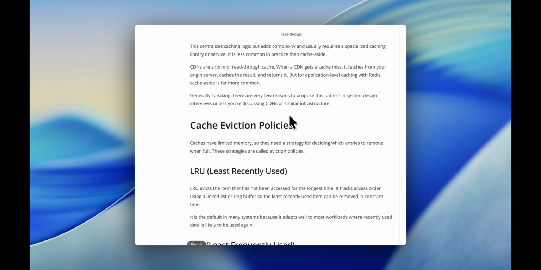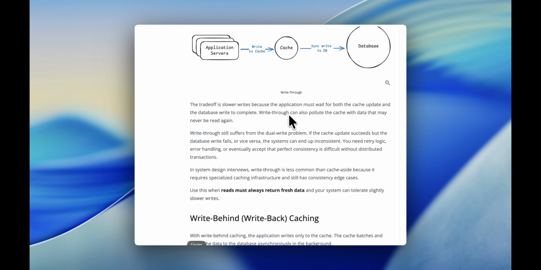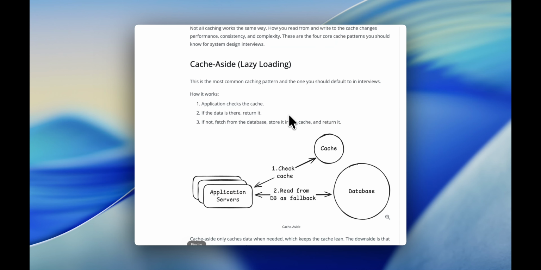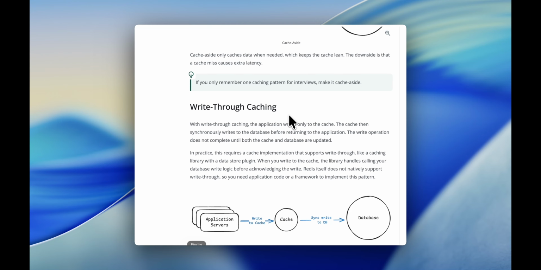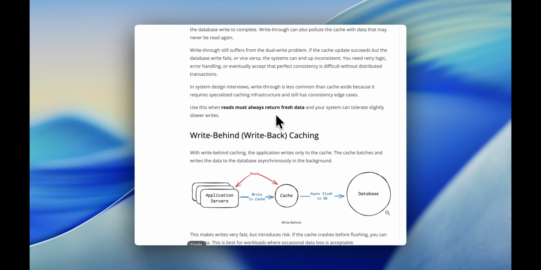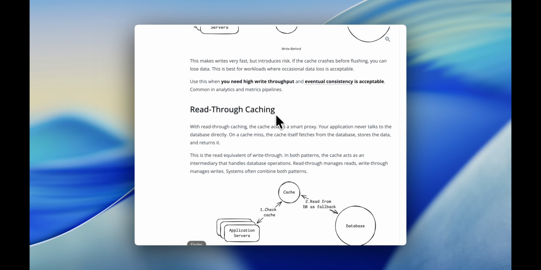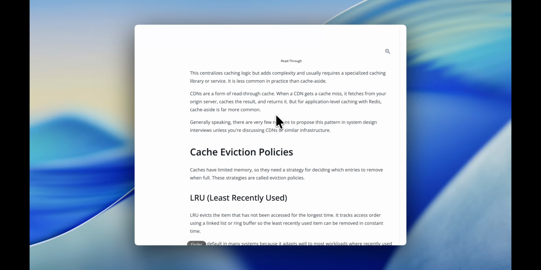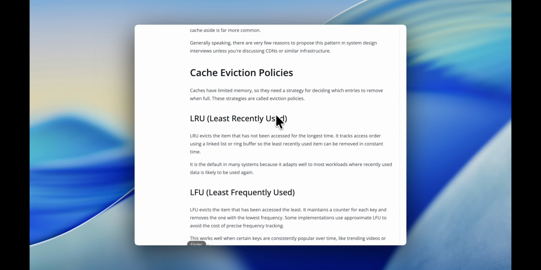Now we have understood four different principles: write through caching, write behind, and read through caching. What happens when we have limited memory and we need a strategy to decide which entries to remove? Cache is stored in your temporary memory, your RAM. So what happens if that cache takes lots of space in the RAM? How will you manage it?